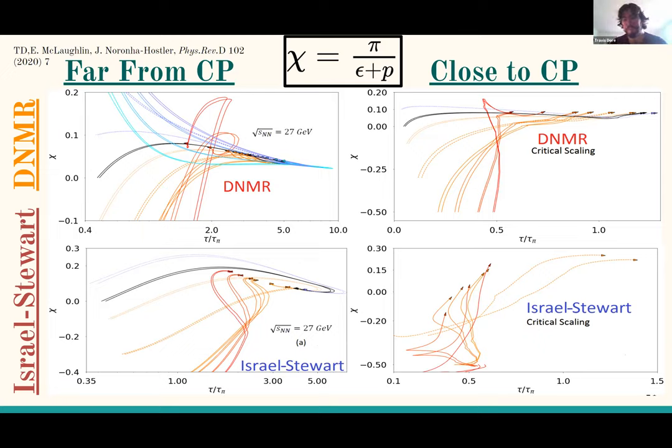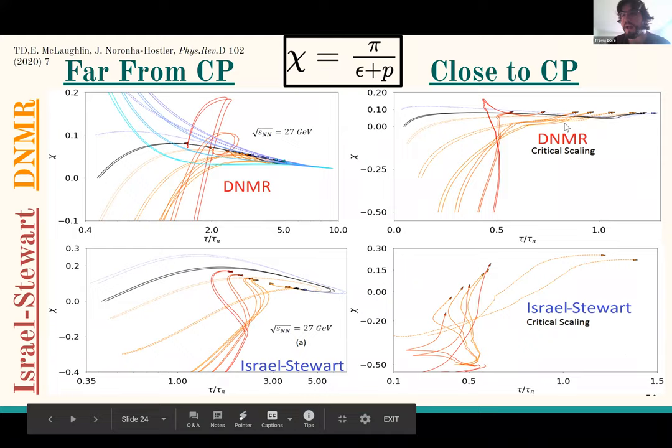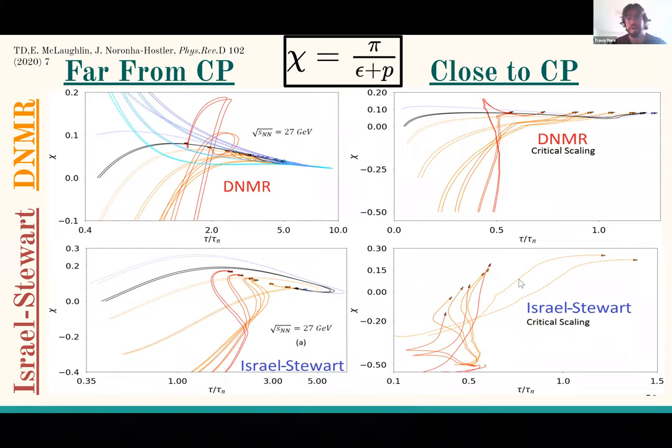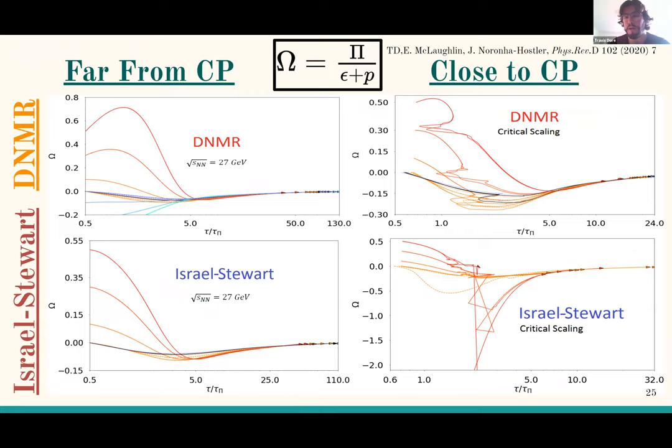I'm not saying that this is the answer for the hydro, because it can't be, right? But I'm saying that there are some effects here to keep in mind as we go forward, things to start talking about. This is really more of an effort to start a conversation than it is to describe the critical dynamics of the QGP. So I don't know if that all answers your question.